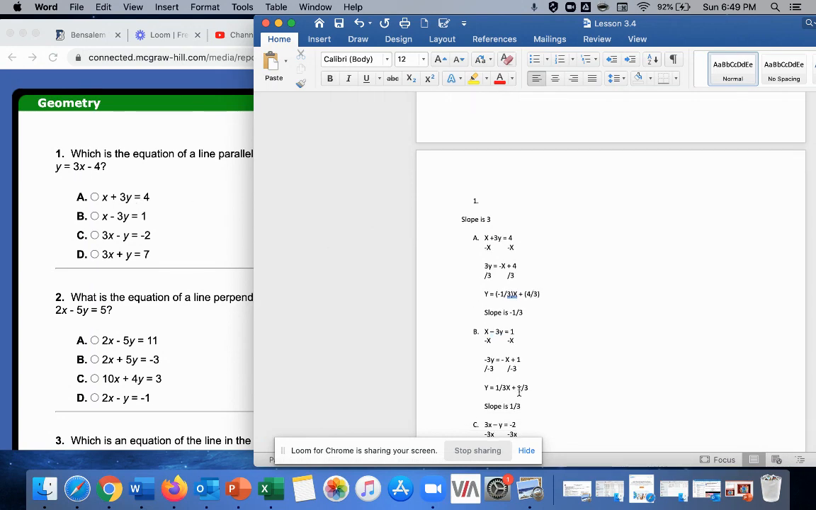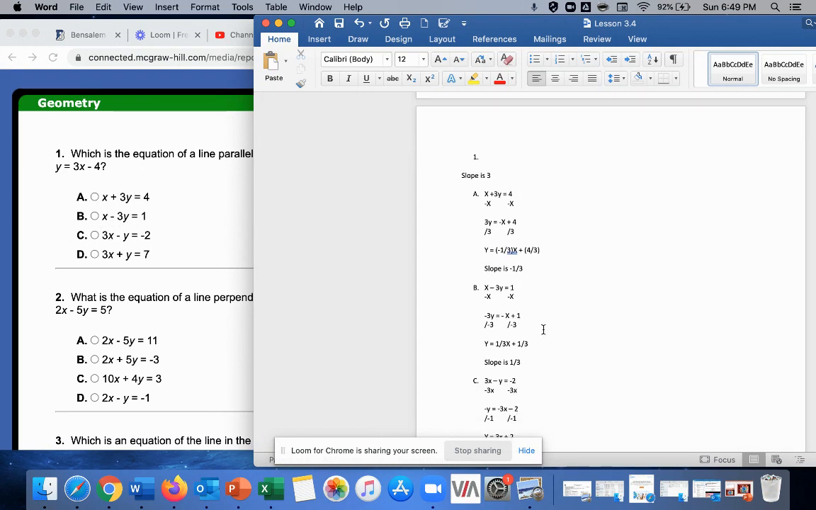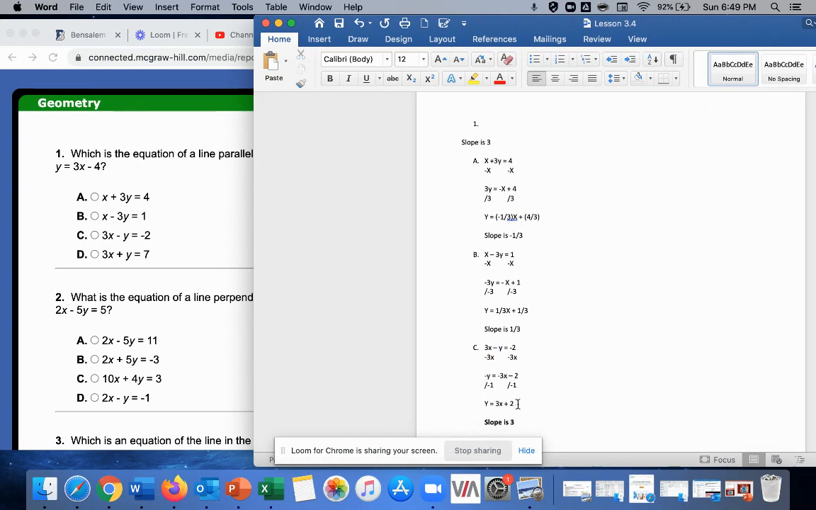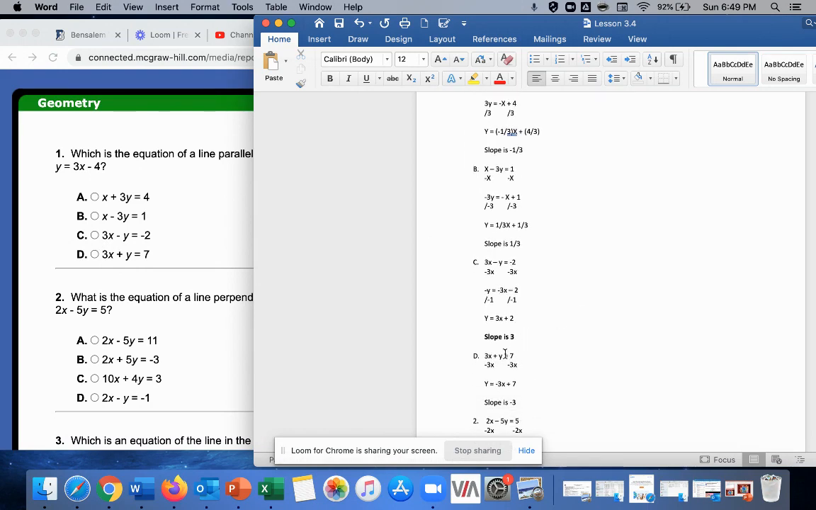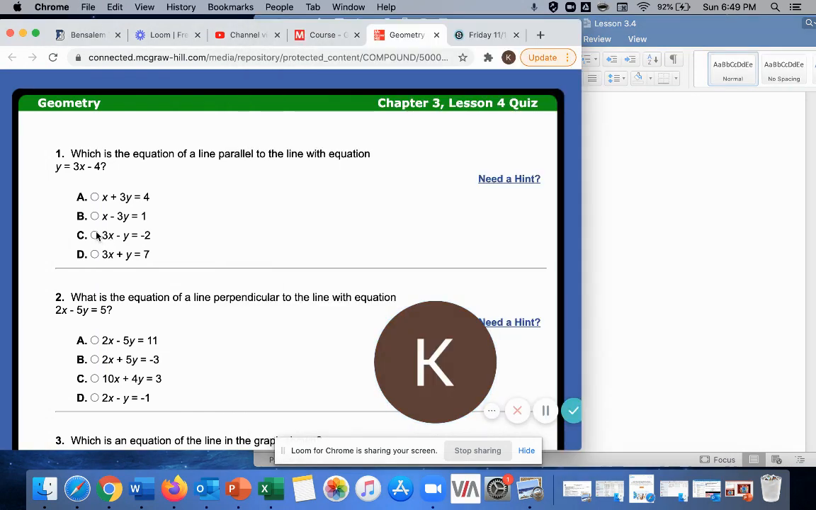For B, I did the same thing, subtracted x from both sides, divided by negative 3 on both sides, and ended up getting 1/3 x, which means the slope was 1/3. This is also incorrect, because we're looking for 3. The next one: 3x minus y equals negative 2. I subtracted 3x from both sides, then divided by negative 1 on both sides, and ended up getting y equals 3x plus 2, so the slope is 3. Therefore, C would be our correct answer, but let's check D just in case. 3x plus y equals 7, subtract 3x from both sides, and I'm getting y equals negative 3x plus 7, slope is negative 3. Therefore, C must be our correct answer.